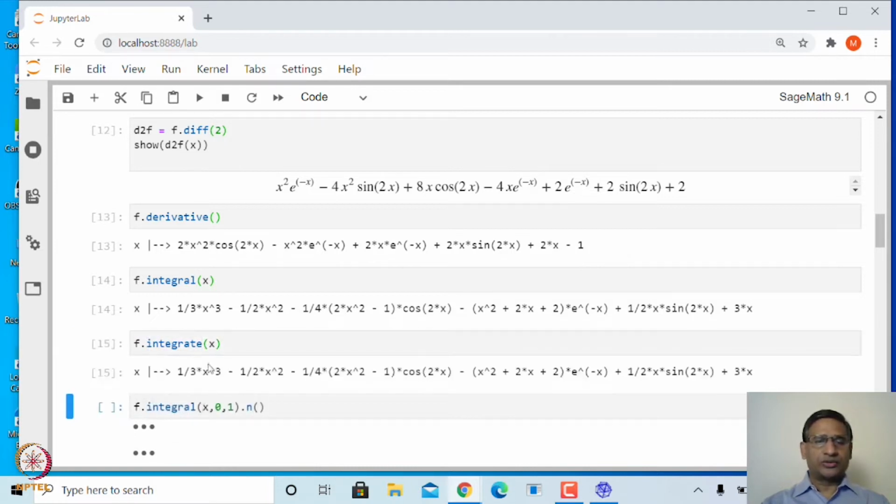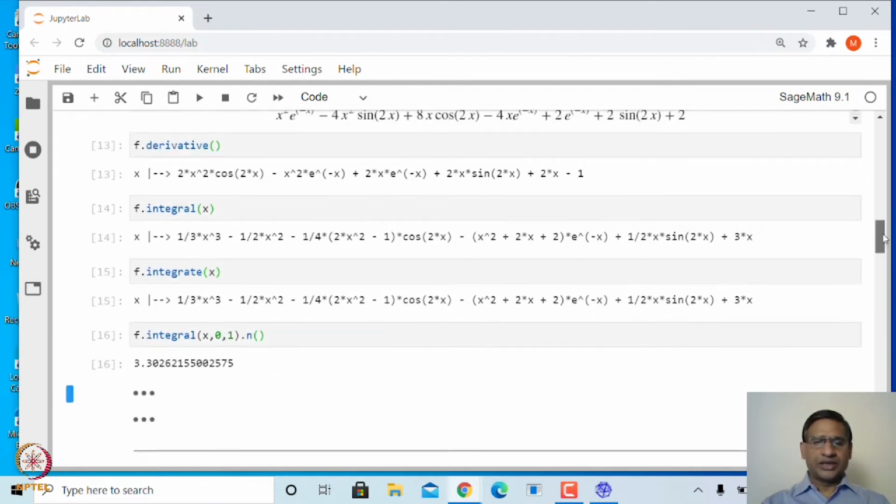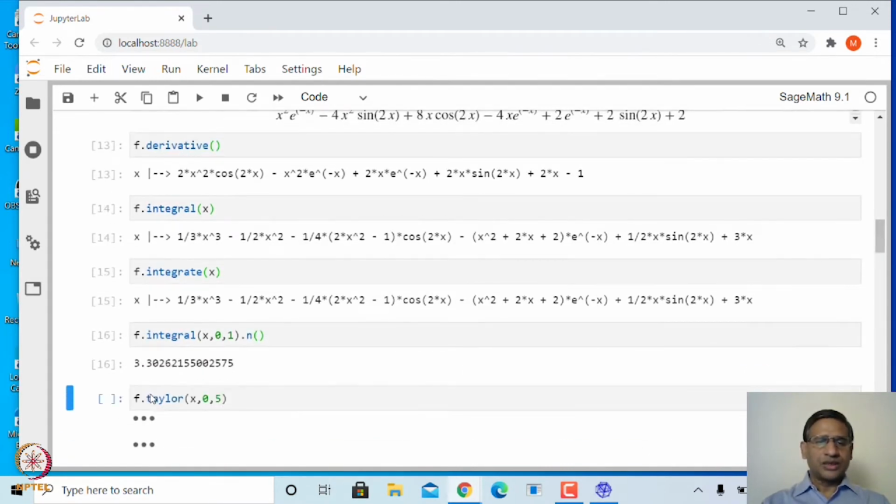If you want to find a definite integral, let us say the integral between 0 to 1, then you can say f dot integral with respect to x, comma, 0 comma 1, that is the limit, right. So, this will give you the definite integral. And similarly, you can also find Taylor's polynomial of whatever degree you want with respect to whichever point. So, that is also there.